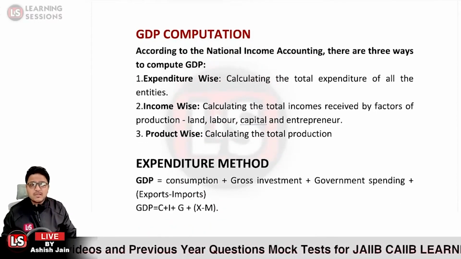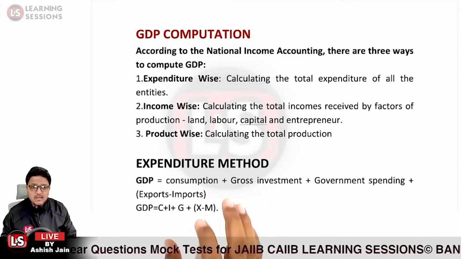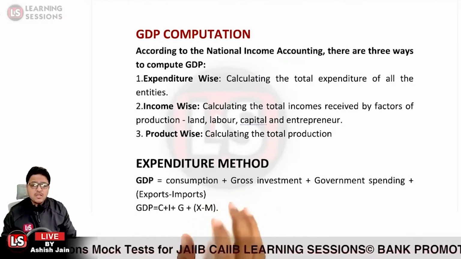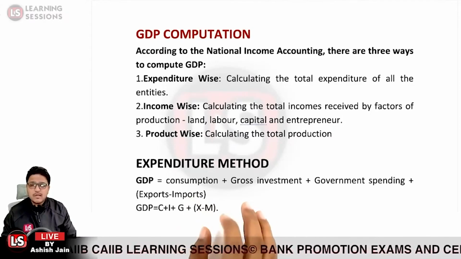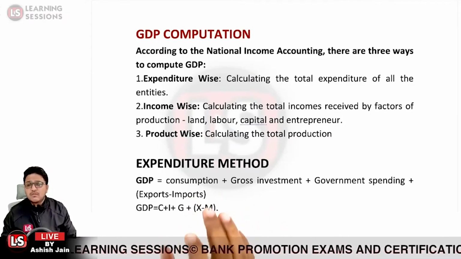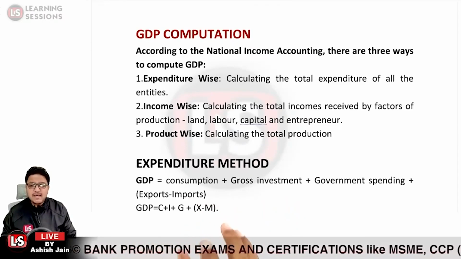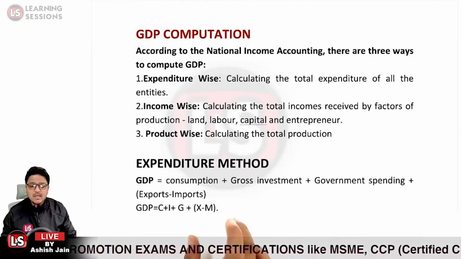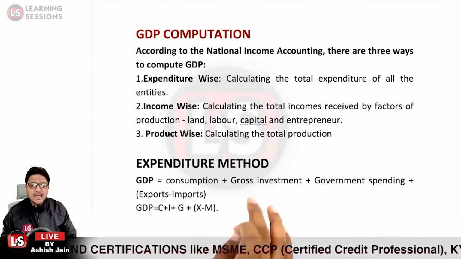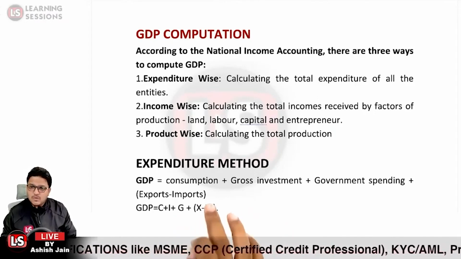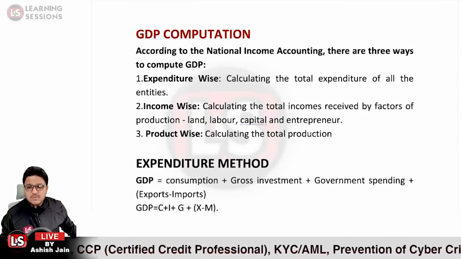In the case of the expenditure method, we basically calculate the total expenditure of all the entities, whether it is related to consumption, investment, government spendings, or the net of the exports and imports. Okay, so you can simply retain it as C+I+G+(X-M). C is for consumption, I is for gross investment, G is for government spendings, X is for exports, and M is for imports. That is how you can calculate the GDP by the expenditure method.